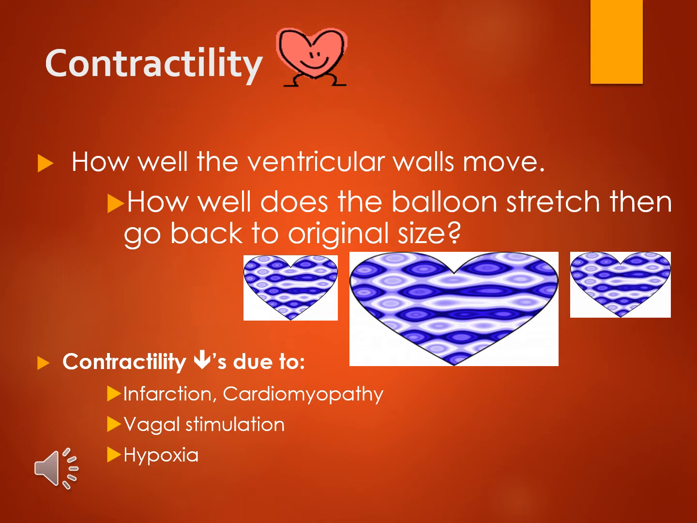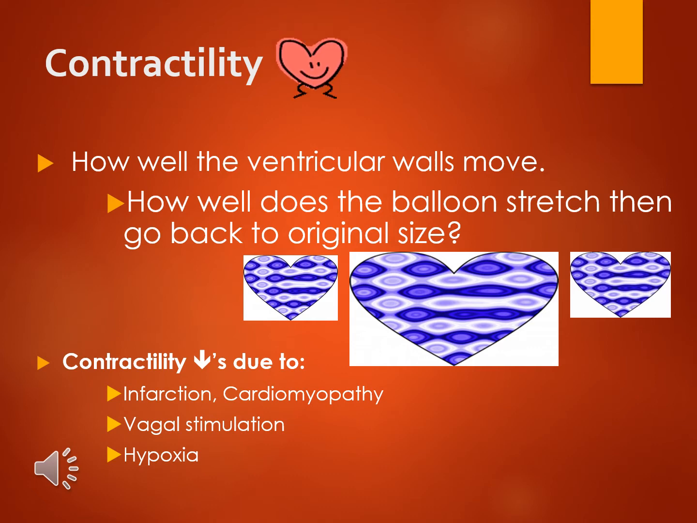Contractility is another thing, how well the ventricle walls move. So I want you to go back and think about your balloon. Think about how well the balloon stretches and then goes back to its original size. With a healthy heart, the heart will stretch with each filling and contraction, and then it goes right back to the normal size with filling again. With a diseased heart, however, contractility is not as good.